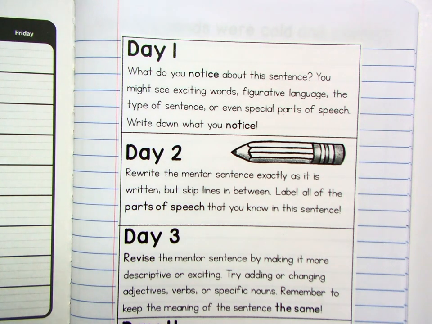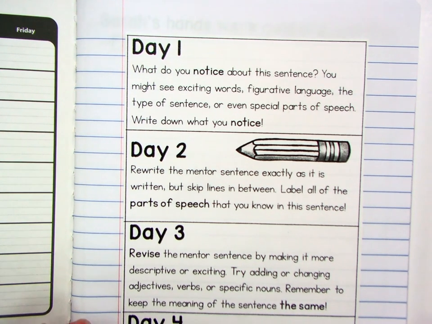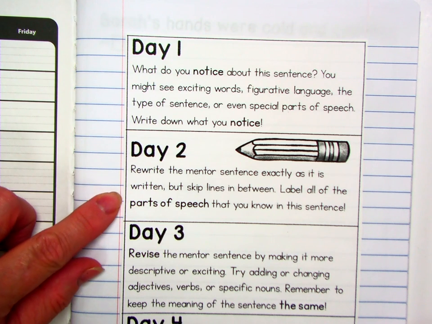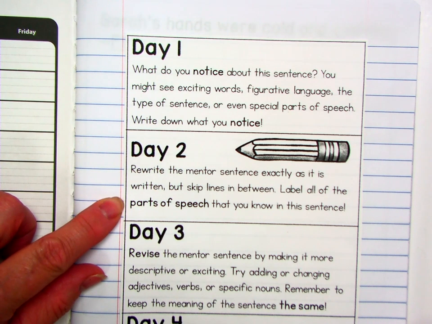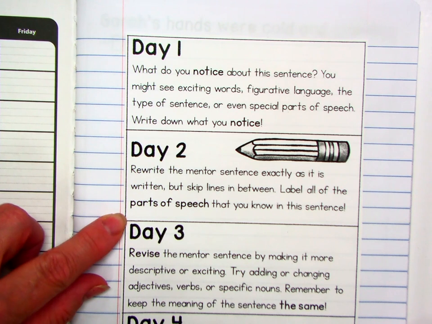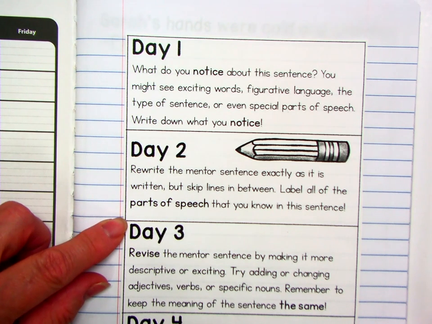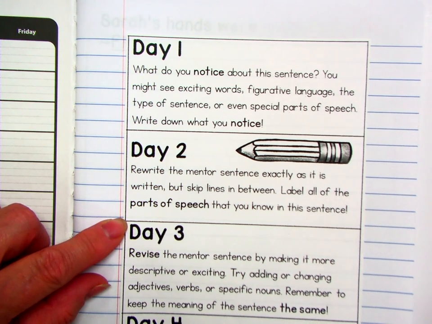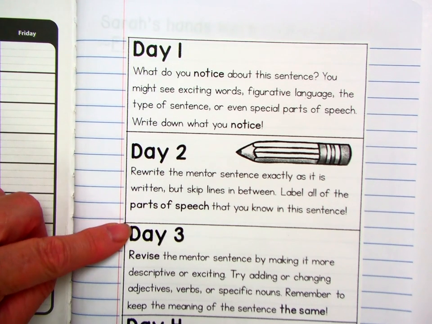All right, we're going to continue with day 2. The day 2 instructions say, rewrite the mentor sentence exactly as it is written, but skip lines in between. Label all of the parts of speech that you know in this sentence. Now, hopefully you've already watched some of the parts of speech videos that are in your language arts course for this week. And this will be a little easier to do.